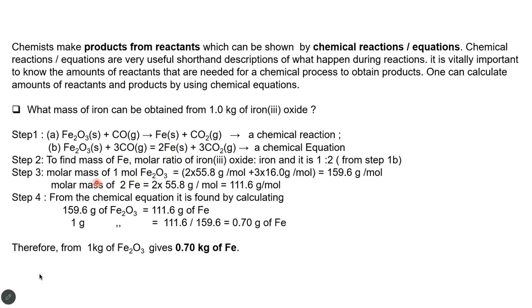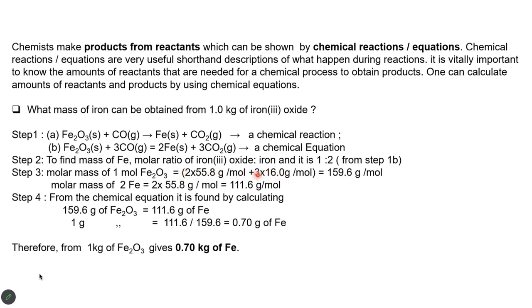So what did you get? We get the molar mass of iron trioxide first, and that is 159.6 gram per mole. Why is it? Because we know that the molar mass of iron is 55.8 gram, and here there are 2 iron, and then the molar mass of oxygen is 16.0 gram, and here we get 3 moles of oxygen.